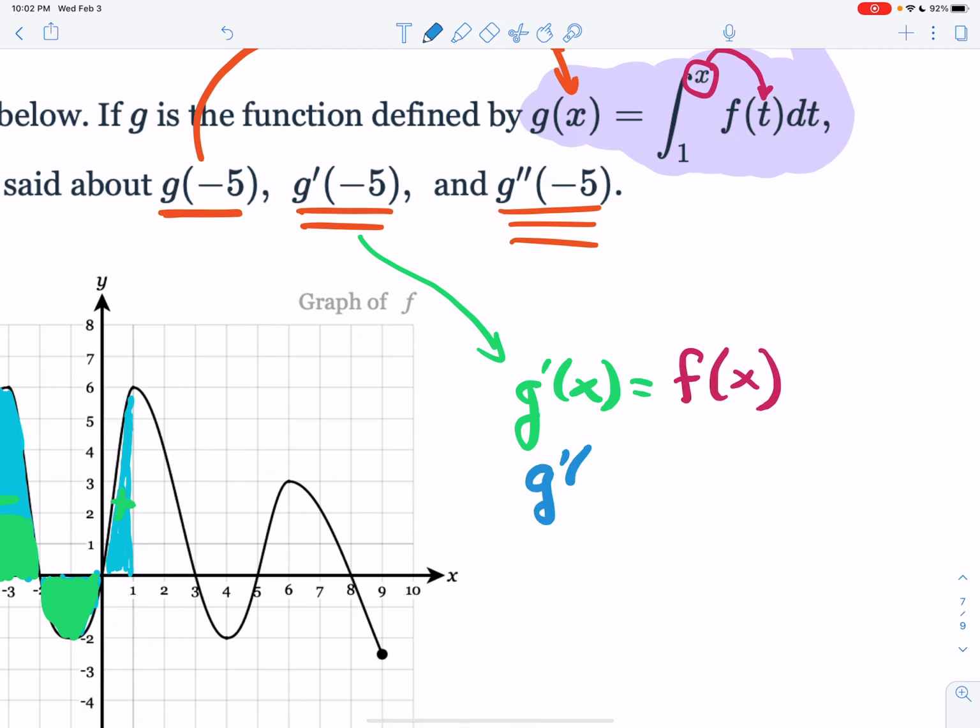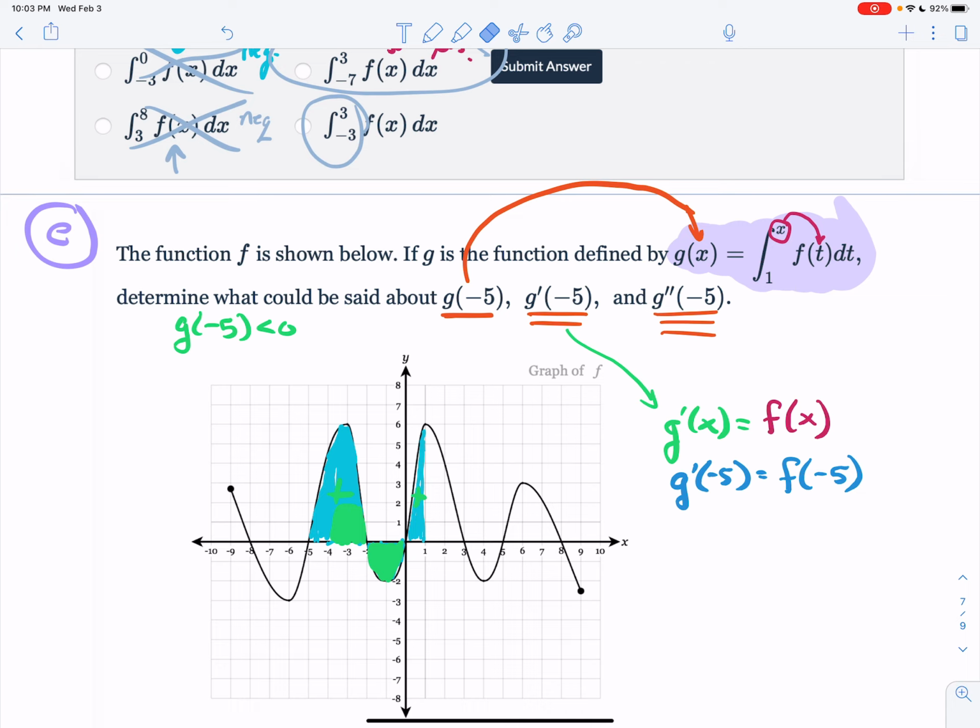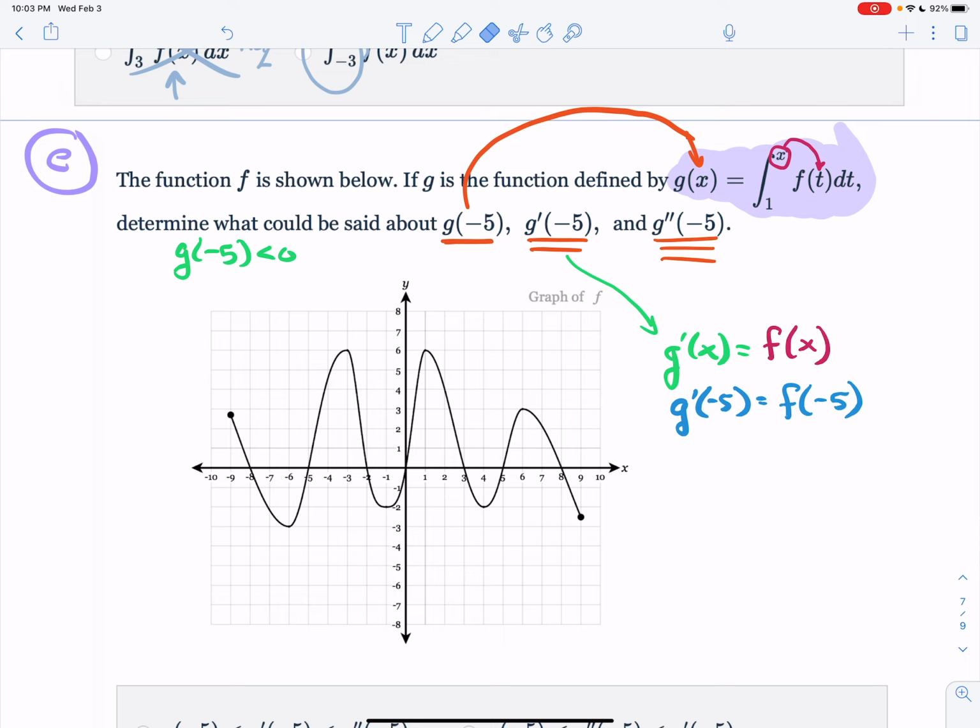Okay, so I want you guys to think about what the next part here is going to mean. So we want g prime specifically at -5. So that means g prime of -5 is the same thing as f of -5. Okay? So, what the heck is f of -5? According to our picture, right?